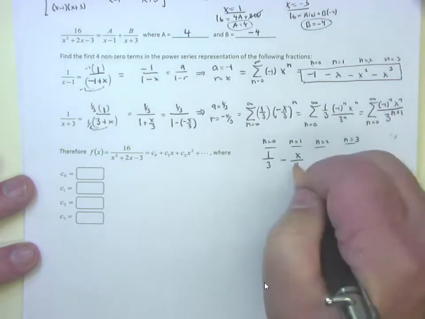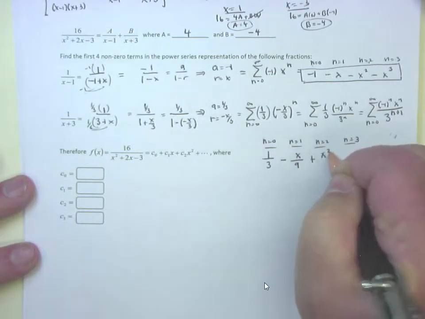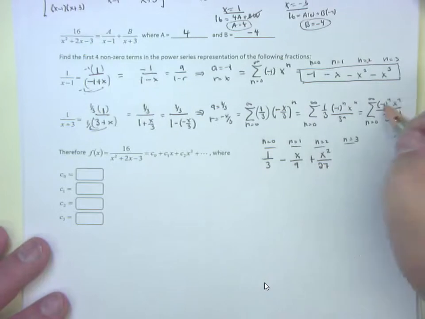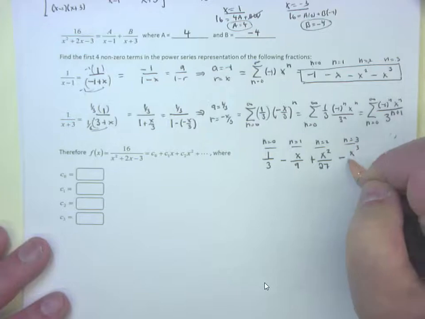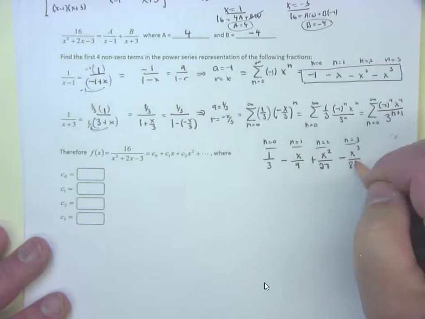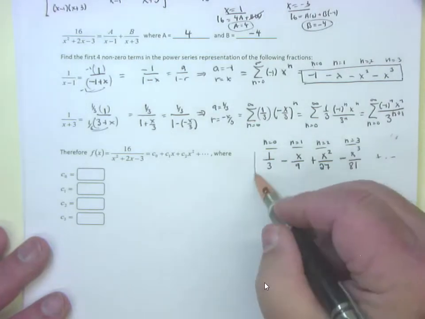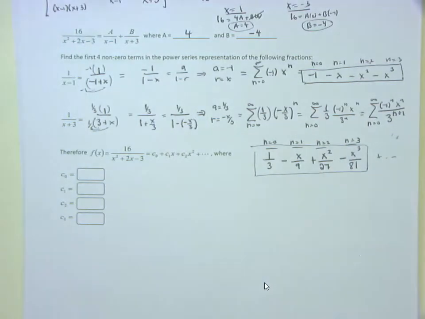3 squared is 9. Negative 1 squared is plus x squared divided by 2 plus 1 is 3. 3 cubed is 27. Negative 1 cubed is back to negative x to the 3rd power divided by 3 plus 1 is 4. 3 to the 4th is 81. Plus dot, dot, dot, but here is my answer that I'm going to plug in on WebWork, the first 4 non-zero terms. Does that make sense?